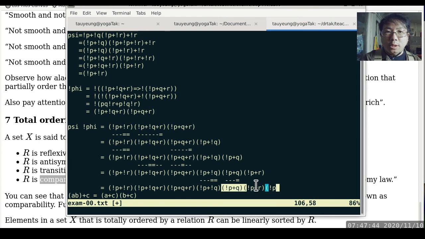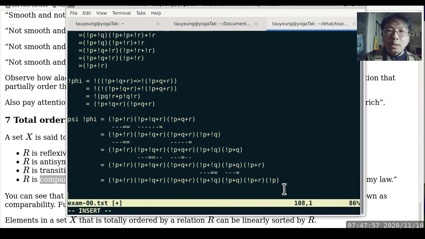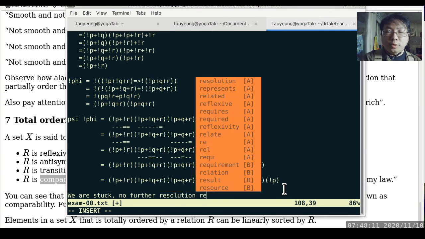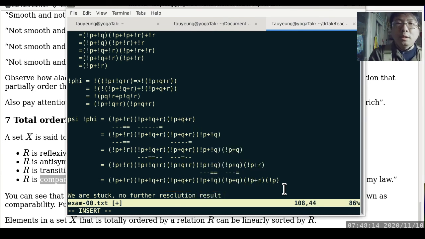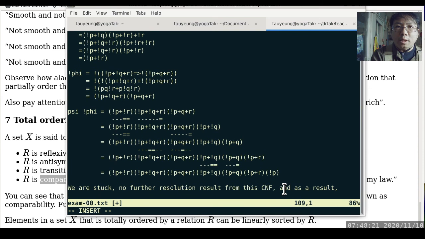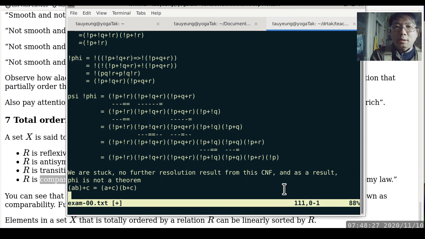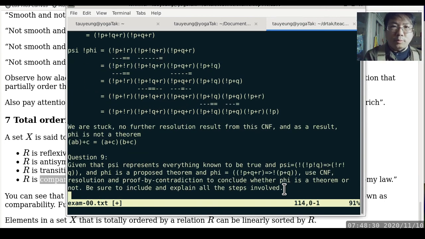Then we look at this term here. Does it resolve with any other terms? Nope. And now we ask, does this term resolve with any other term? The answer is no. So now we are stuck, okay? We are stuck, I should say no further resolution result from this CNF, and as a result, phi is not a theorem. There we go. So that's how we answer question number 8.